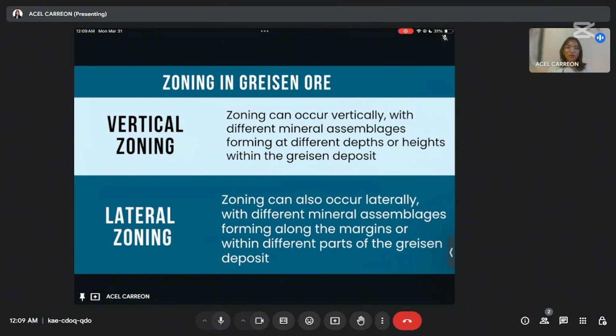It is also controlled by reaction-enhanced permeability, where the greisenization process itself can enhance permeability, allowing fluids to flow more readily and potentially leading to more complex zoning patterns. And lastly, it is also influenced by magmatic processes, where the nature of magmatic systems, including the type of magma and the timing of its crystallization, can influence the zoning patterns.